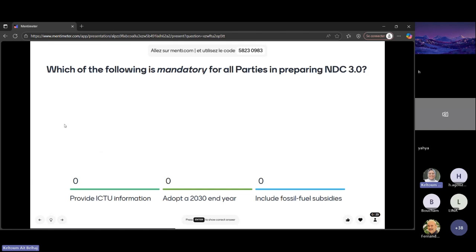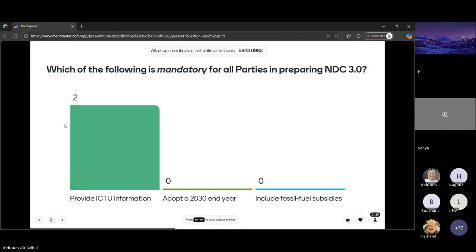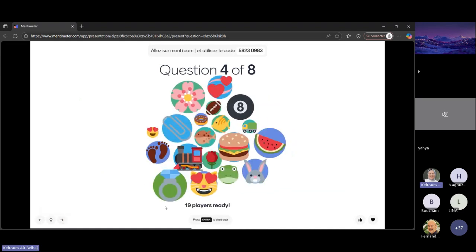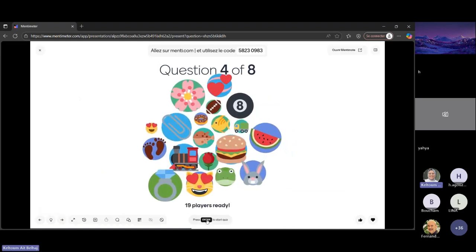Which of the following is mandatory for all parties in preparing NDC 3.0? Is it providing ICTU information, adopting a 2030 end year, or including fossil fuel subsidies? Is it answer 1, 2, or 3? And of course, we have 17 good answers. The ICTU table now is mandatory for all parties.